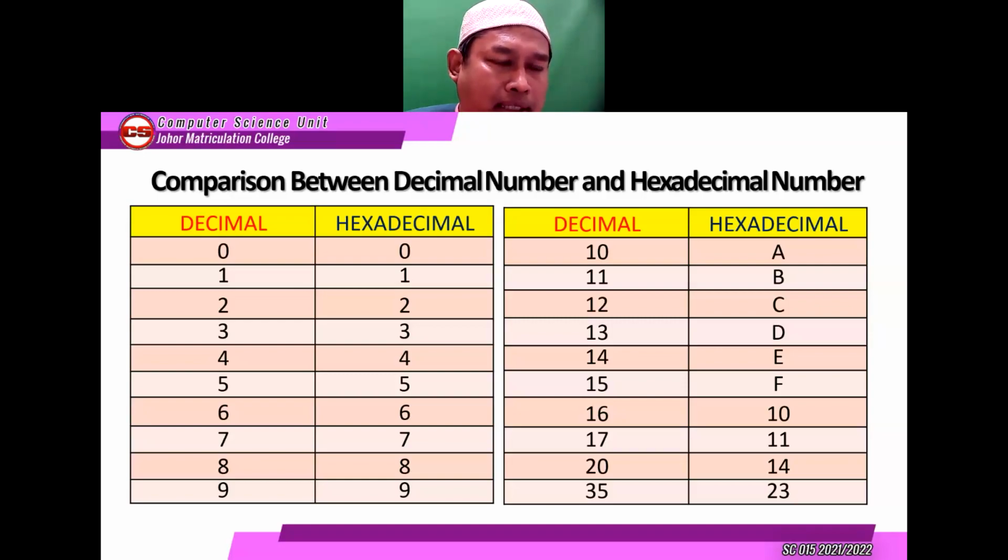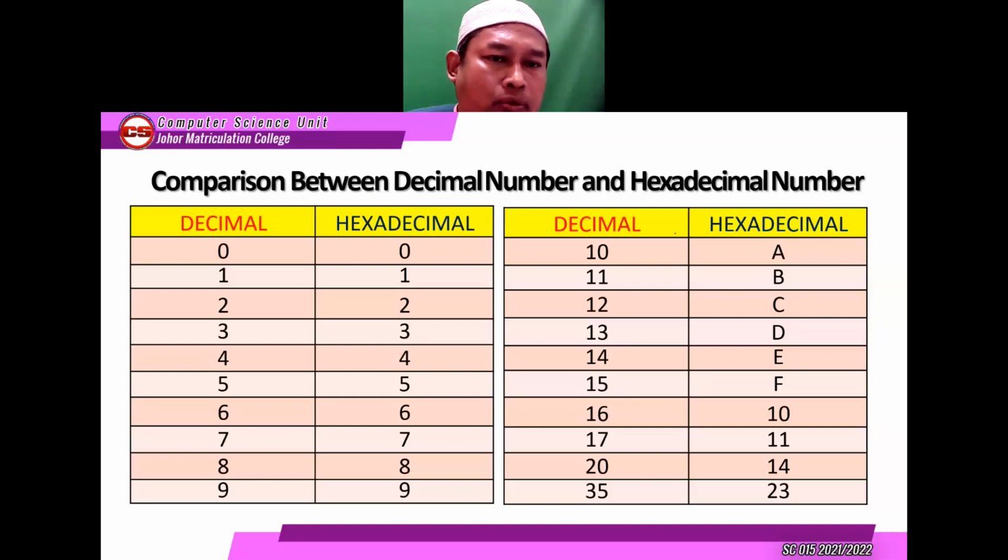Decimal numbers is used for live numbers. Maknanya kegunaan harian. Kegunaan harian kita, every day you use decimal numbers. Hexadecimal numbers is numbers based on 16. Jadi, for decimal numbers, the symbol after 9 is 10, 1, 0.